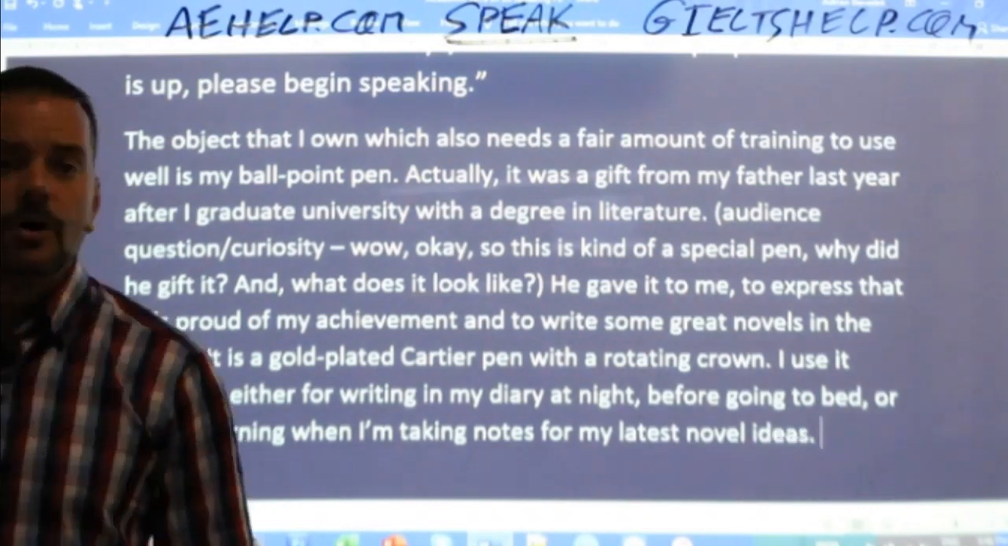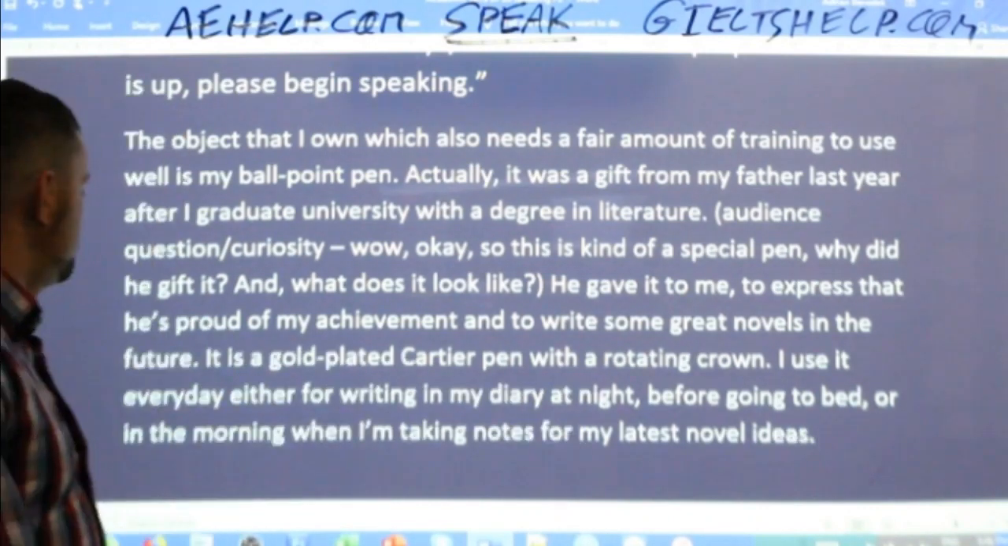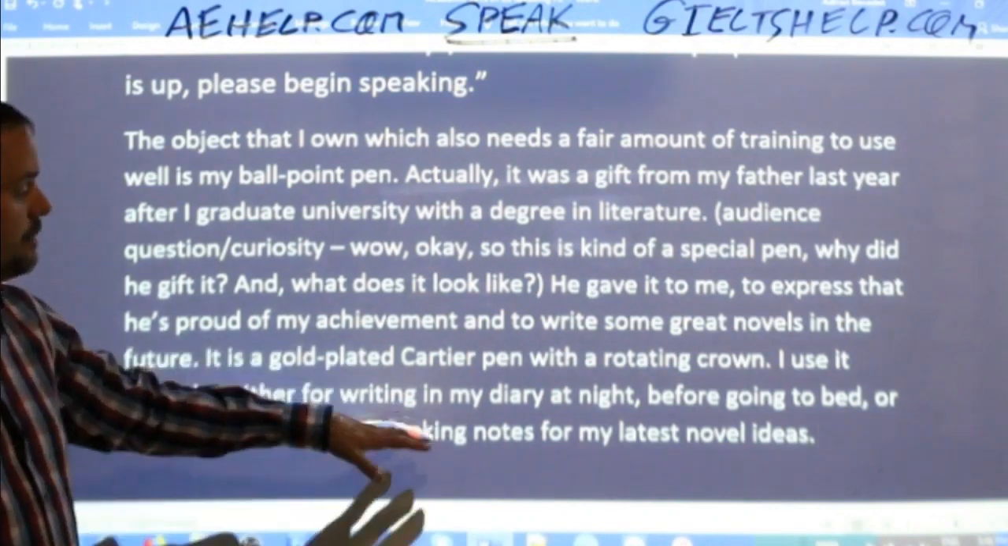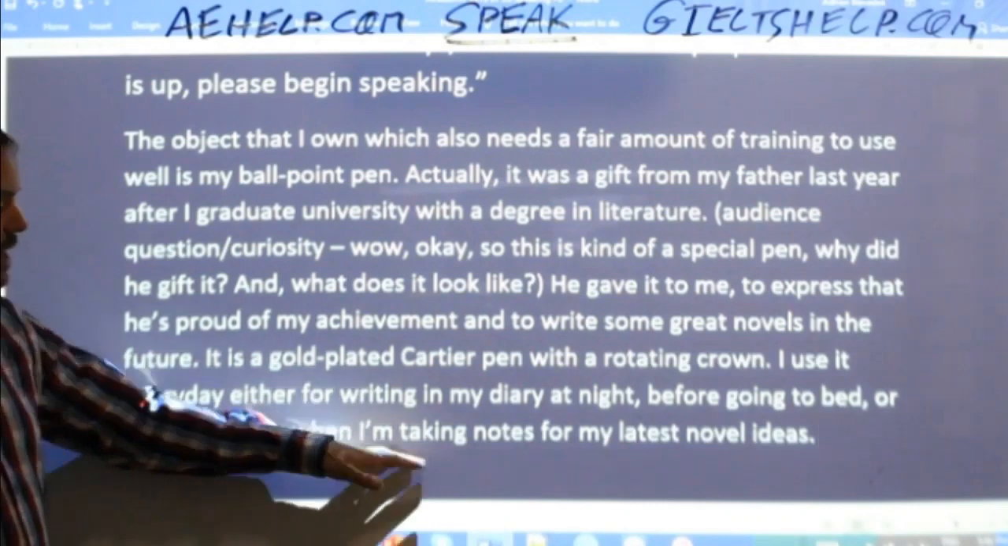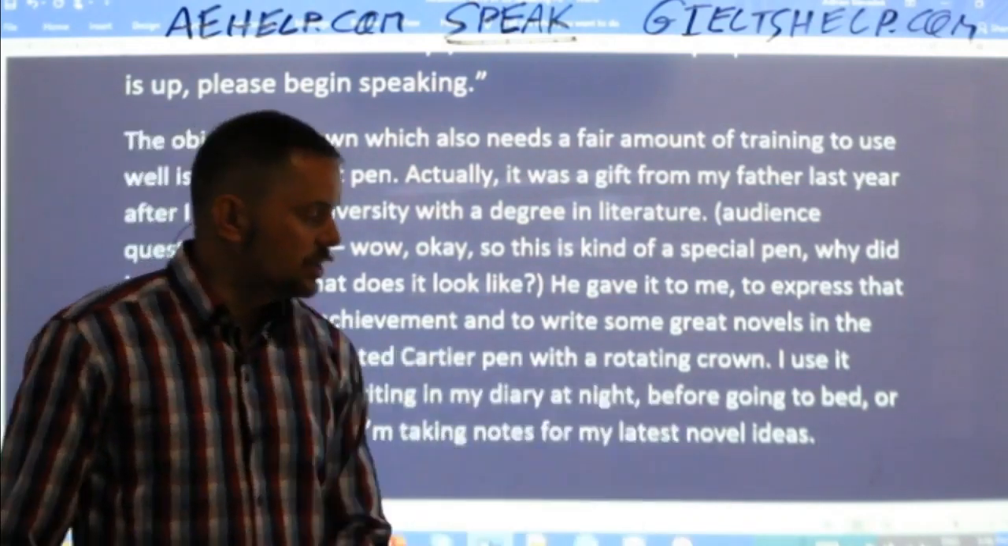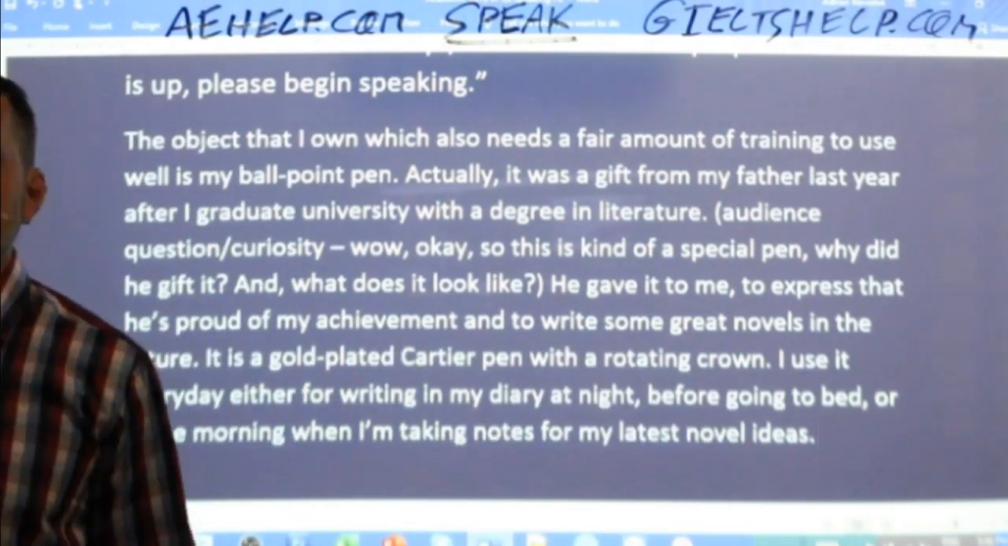All right, that's what I wrote. So I use it every day, either for writing in my diary at night before going to bed, or in the morning when I'm taking notes for my latest novel ideas. Okay?